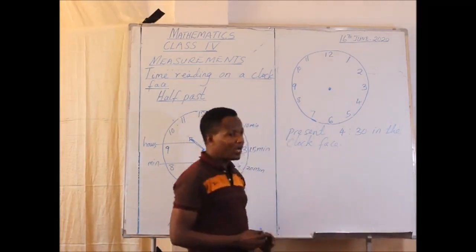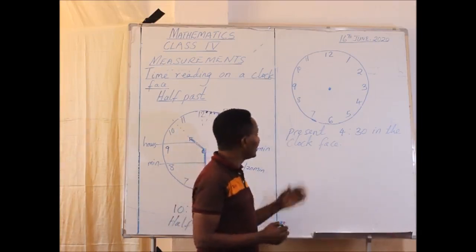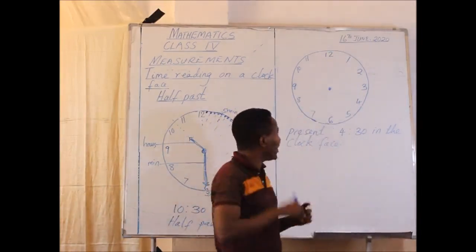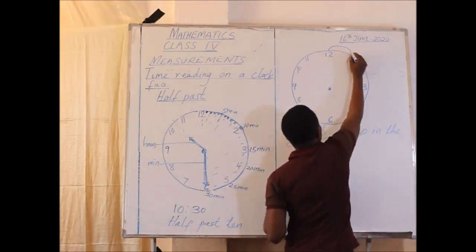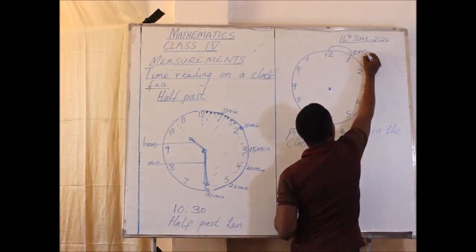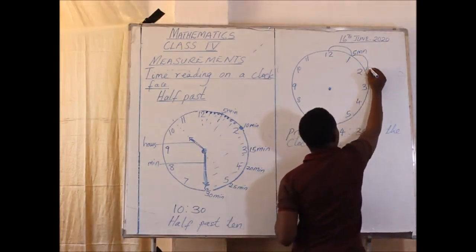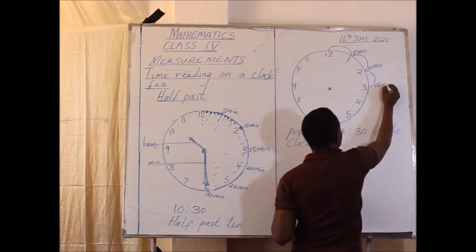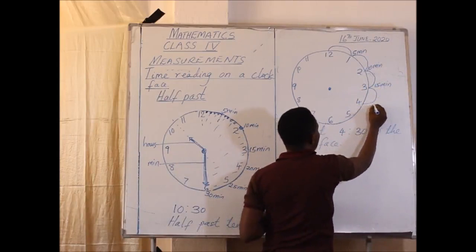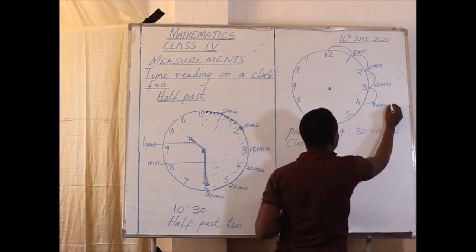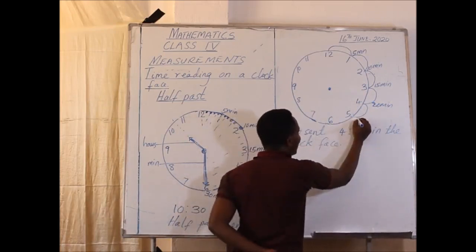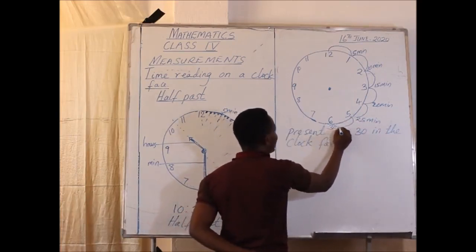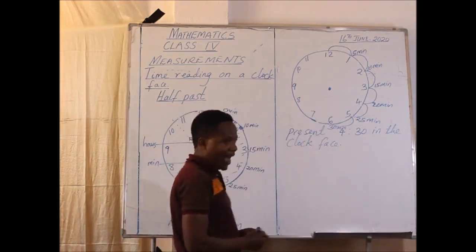Now, let us find where we get 30 minutes. At which number? Let us start from 12 with the interval of 5 minutes. From 12, 5 minutes, from 1 to 2, 5 minutes, whereby we get 10 minutes, 5 minutes, 15 minutes, 5 minutes, whereby we get 20 minutes, 5 minutes, we get 25 minutes, 5 minutes, we get 30 minutes. And here 6 is where our long arm should point.